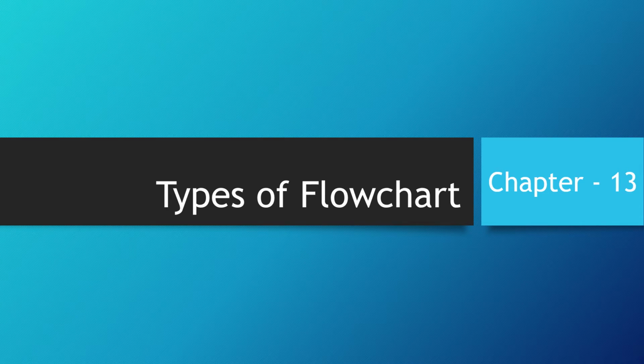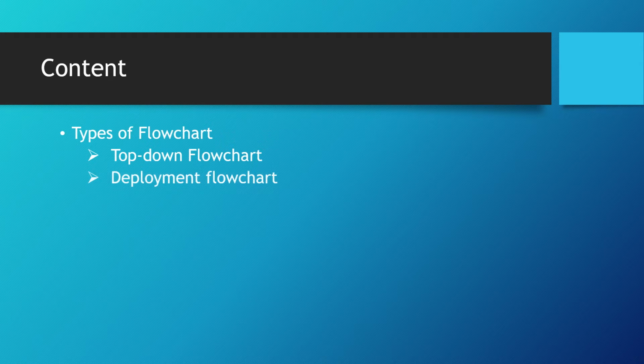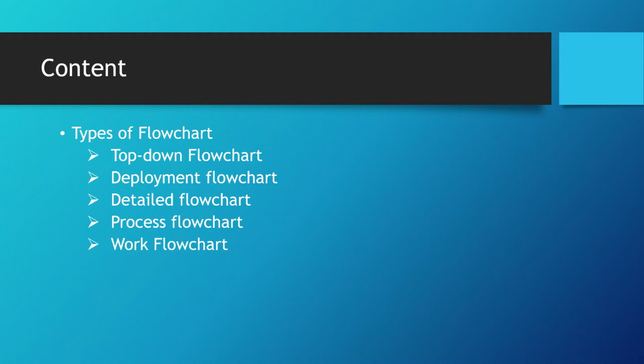Today our chapter 13 is about types of flowchart. What we are covering in this chapter: types of flowchart, top-down flowchart, deployment flowchart, detailed flowchart, process flowchart, work flowchart, swim lane flowchart, and data flow.